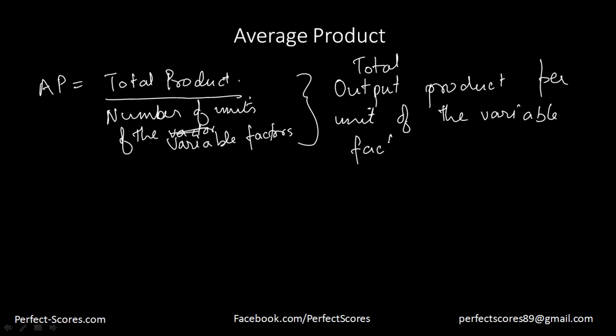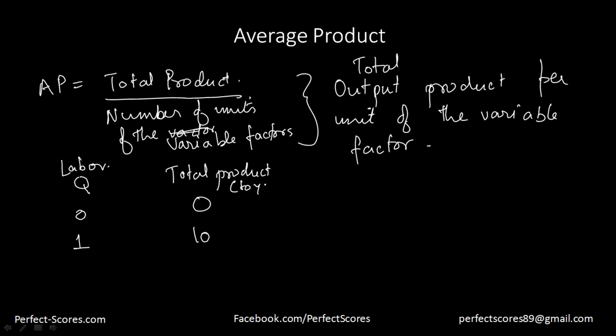So let's say, for example, this is the labor that I'm using. Let's suppose I do not use any labor. So what's the total product that I'm producing? The total product is zero, isn't it? Let's suppose I employ one person and he produces 10 toys. I'm talking about toys here. So what is the average product here? That is 10 over 1, that is 10.